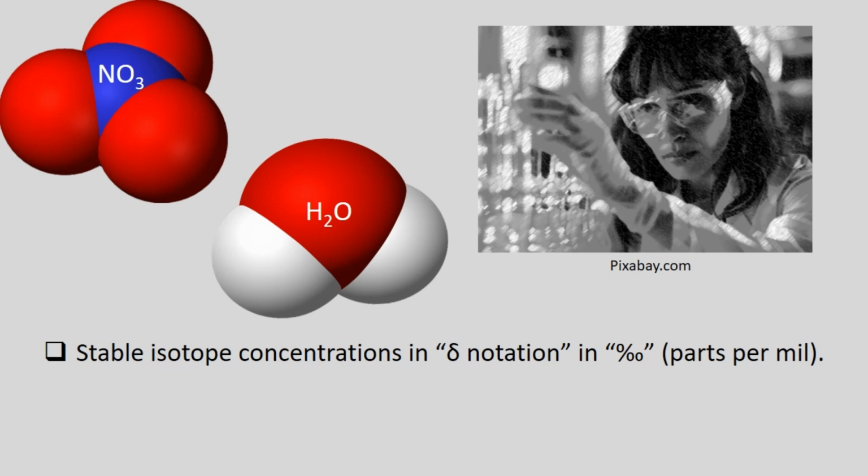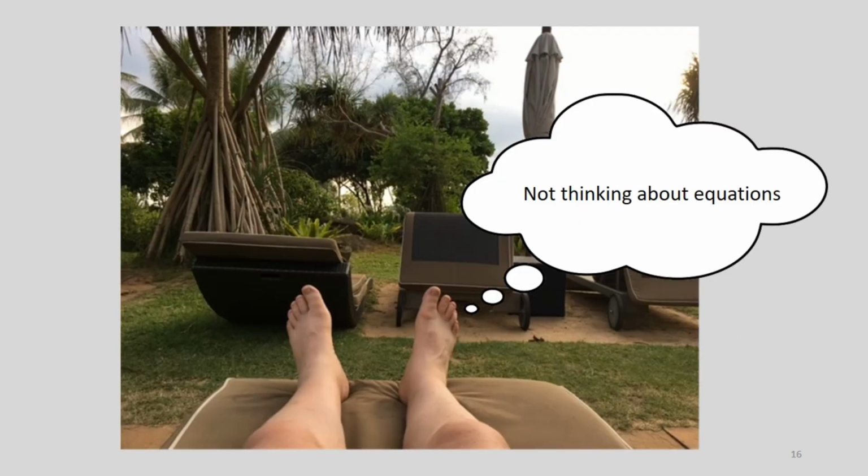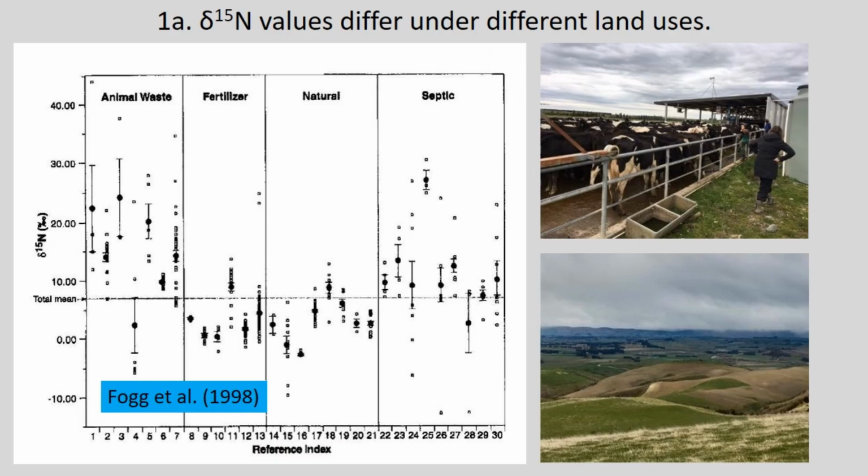So stable isotope concentrations are measured in specialized labs. We use concentrations in delta notation, in parts per mil. So you'll see that on the graphs. And here are all the equations. We compare the samples to the standards, and that's a lot of equations. So we're not going to think about equations. We're just going to accept that those are the concentrations.